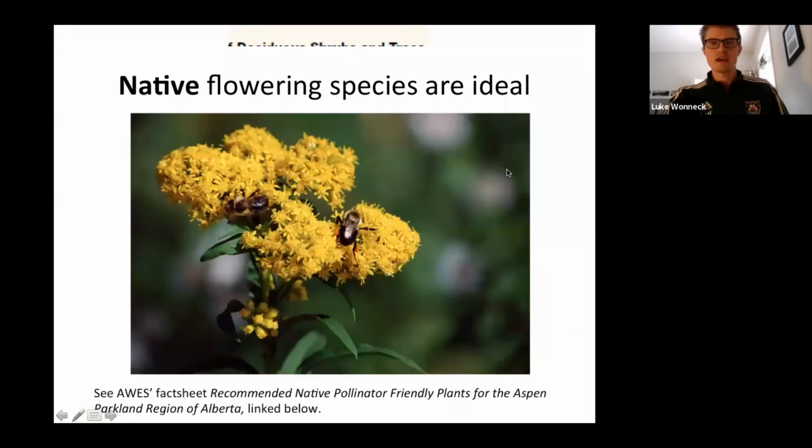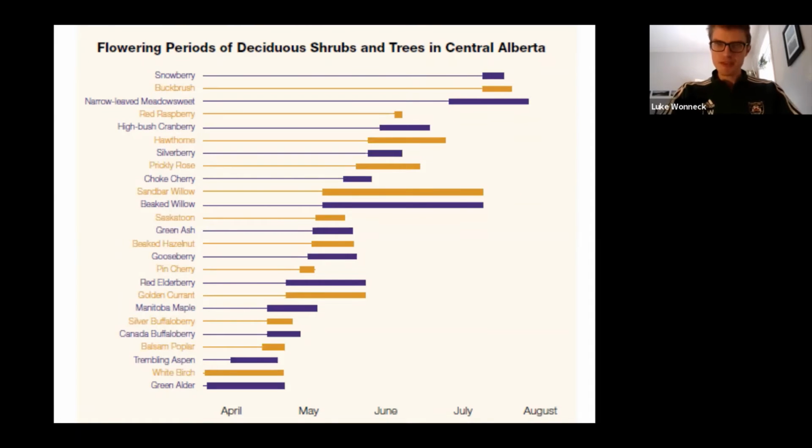So that's another thing to consider. You want to make sure you have, for habitat, a lot of diverse species with bloom periods throughout the season.